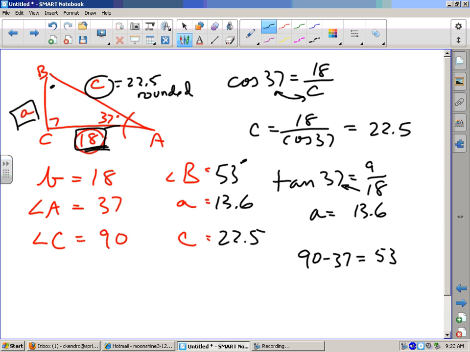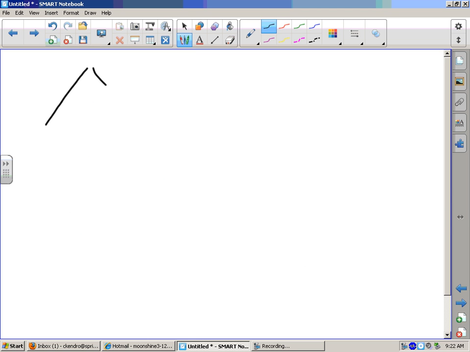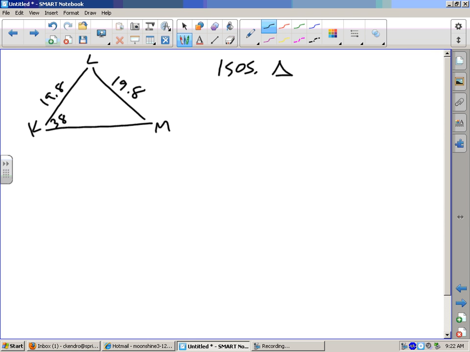All right, let's do a different kind of problem, but using the same information, the SOHCAHTOA stuff. I've got K, L, M. This is 19.8. This is 19.8. And this is 38. And I know it's an isosceles triangle. And if I draw in an altitude, the altitude is the length LN. I want to find KM. And we'll do it to the nearest tenth.